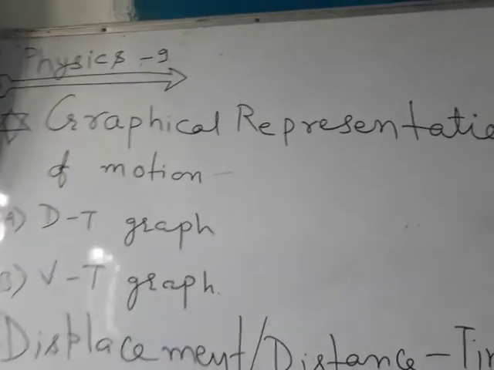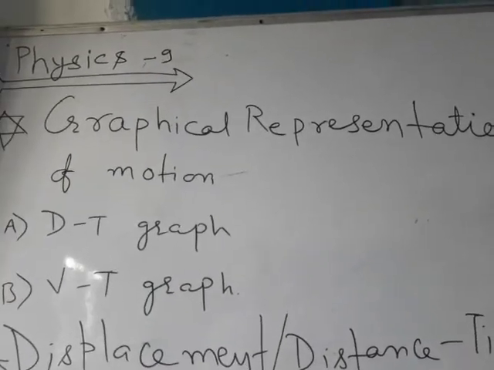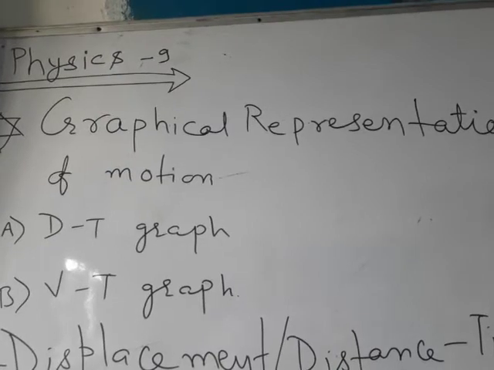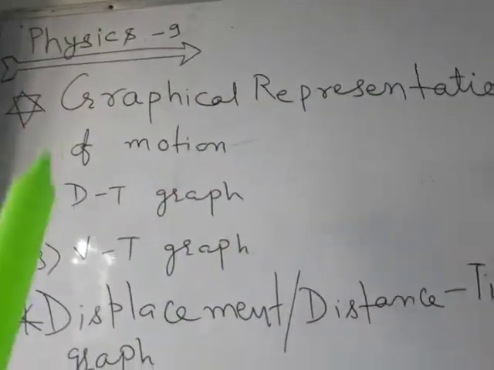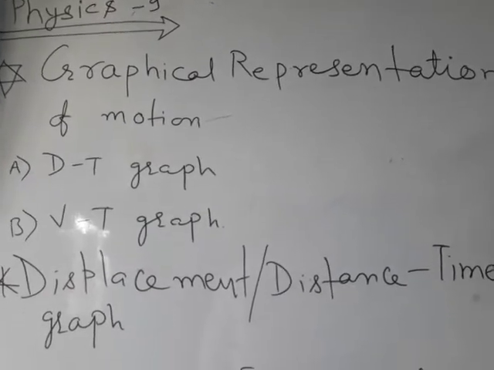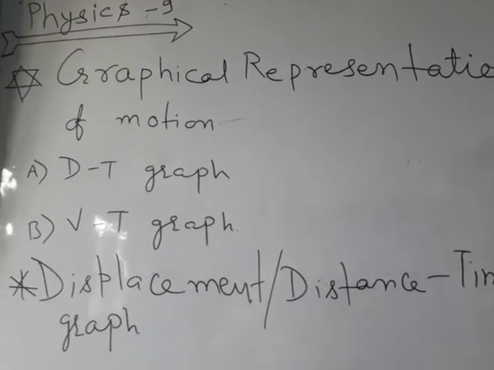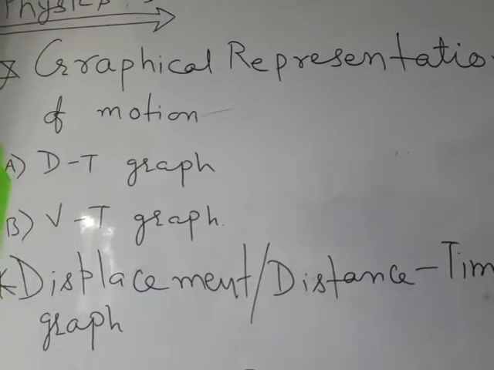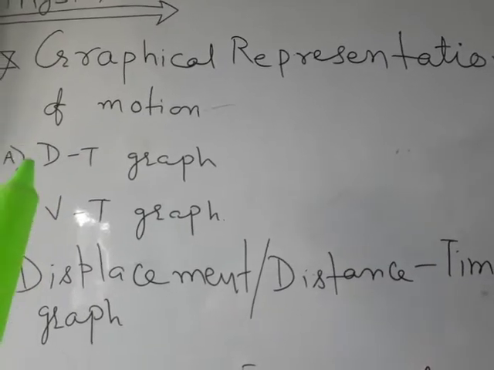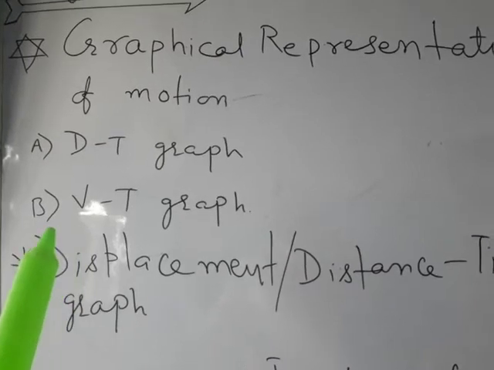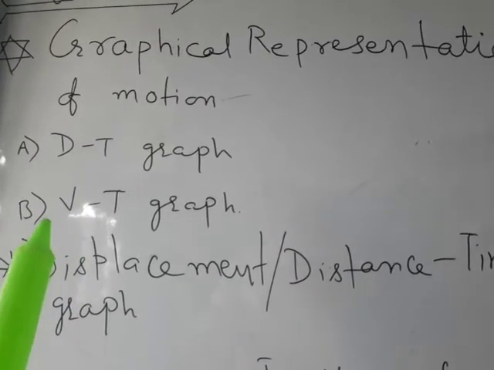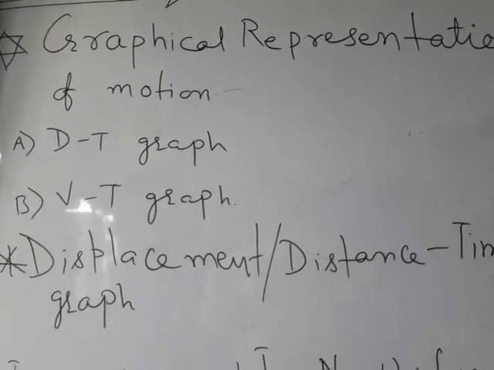Today, I will discuss graphical representation of motion, in which we will study the dt graph, or distance time graph or displacement time graph, and the vt graph, meaning velocity time graph or speed time graph.